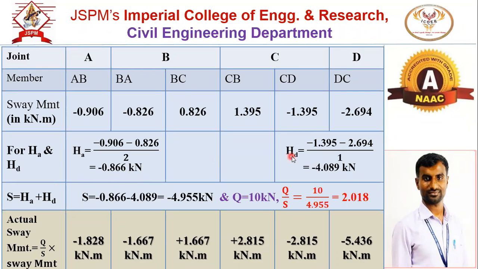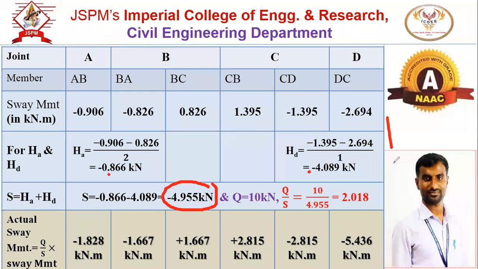Whereas HD, horizontal reaction at D, is given by MCD plus MDC divided by height of column CD. So we know height of column CD is given as 1 meter. So HD will be minus 4.089 kilonewton. So S will be the summation of these two values, and that is minus 4.955 kilonewton. Okay. So whenever you are considering the ratio Q by S, consider the positive value. So yes, it is the positive value.